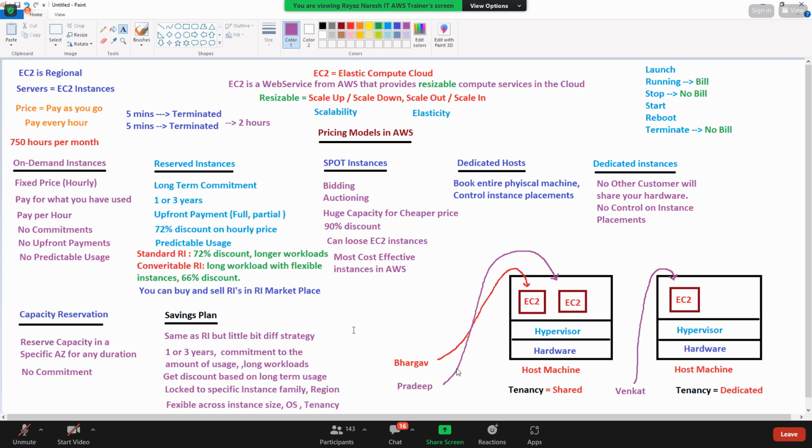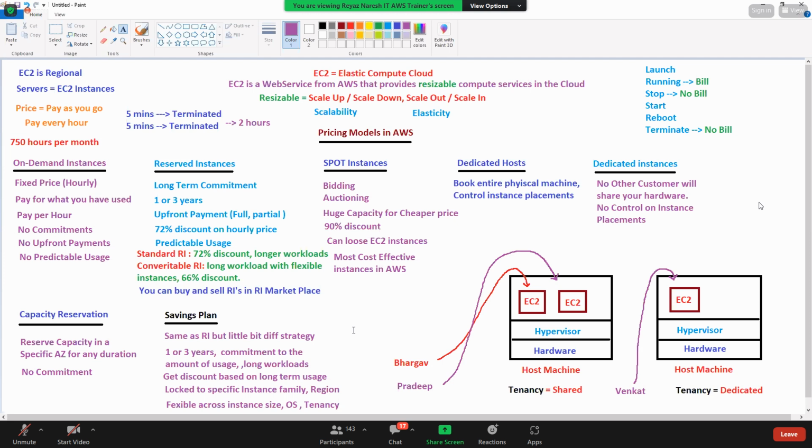So guys, Savings Plans is the same as reserve instances, but you have good flexibility. You get a discount based on long-term usage and lock to a specific instance family. Instance family meaning, I'll talk about the families soon. And it is flexible across size. You can increase from 4 GB to 8 GB, no problem. But in reserve instances, it is a problem, no? You cannot change like that. But here in Savings Plan, it is locked to a specific region, and in that region you can change multiple EC2 instance sizes. You have a lot of flexibility in Savings Plan, but in reserve instances it is specific to something.